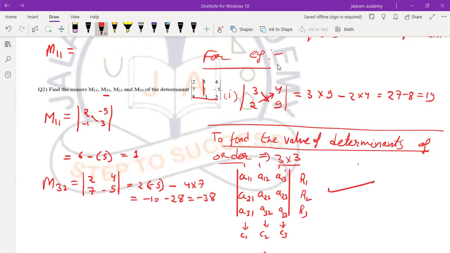Next is M22. M22 means determinant obtained by deleting second row, second column. Means 2, 4, 8, 3. That is 2 into 3 minus 4 into 8. 6 minus 32, which is minus 26.